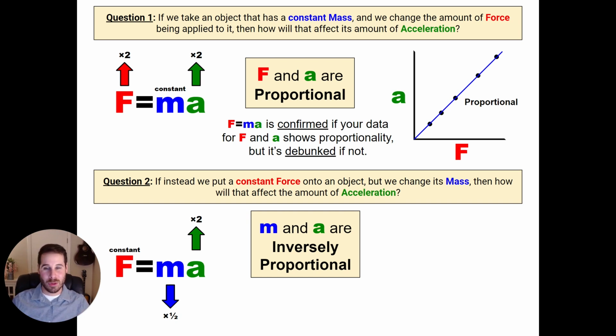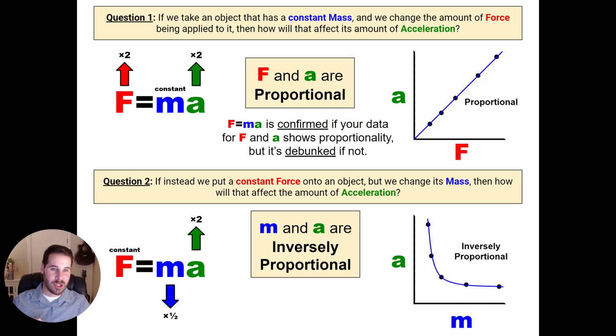You may know in math that the word inverse means the opposite of something, so we are seeing a pattern that is the opposite of proportional, where m and a are both changing the same amount, but in different ways. M is decreasing by a factor of 2, and a is increasing by a factor of 2. So they're doing the same thing, but opposite. That's inversely proportional. So if you plot m and a data together from your lab today, and you see a pattern like this, that actually is an inverse proportional relationship.